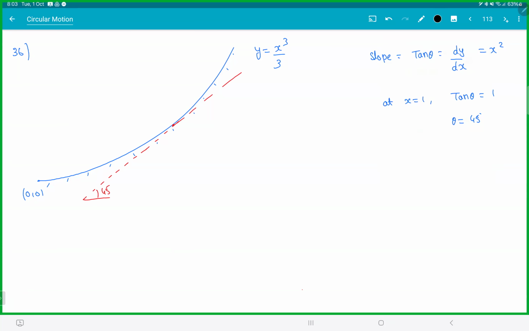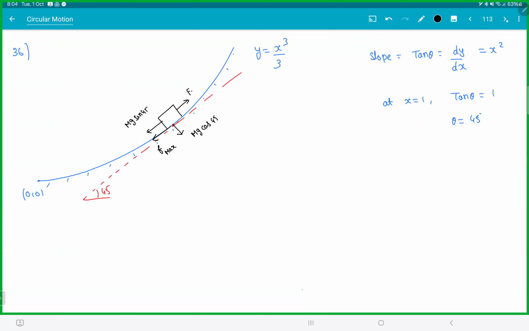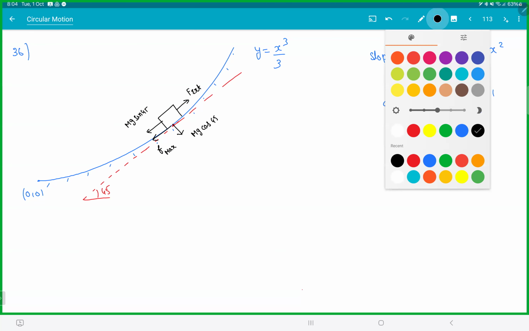Now listen carefully, everyone. If I draw the free body diagram, look at the forces. This would be mg cos 45. This would be mg sine 45. There will be friction also, F maximum. Why F maximum? Because it is sliding. So this block is not going on its own. There is some external force which I'm not talking about. There is an F external which was not mentioned, but it is there, or else it won't go on its own. Clear?